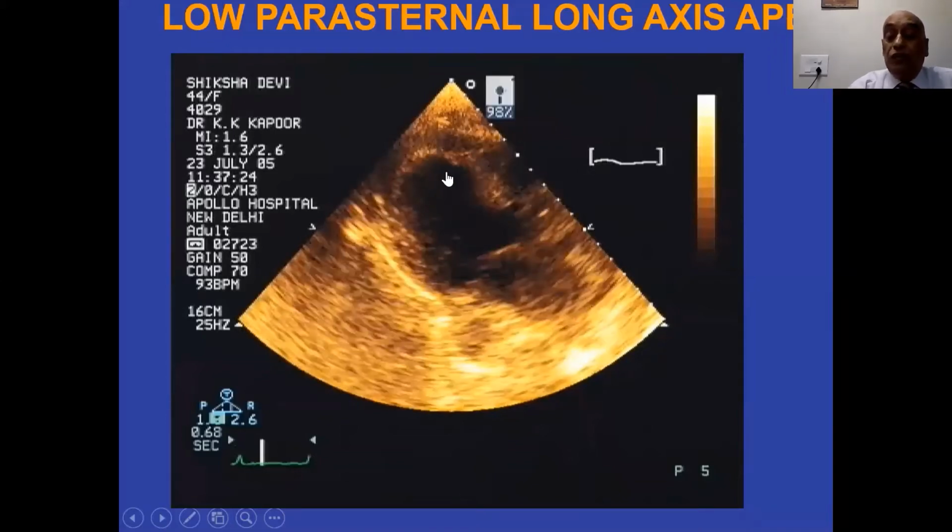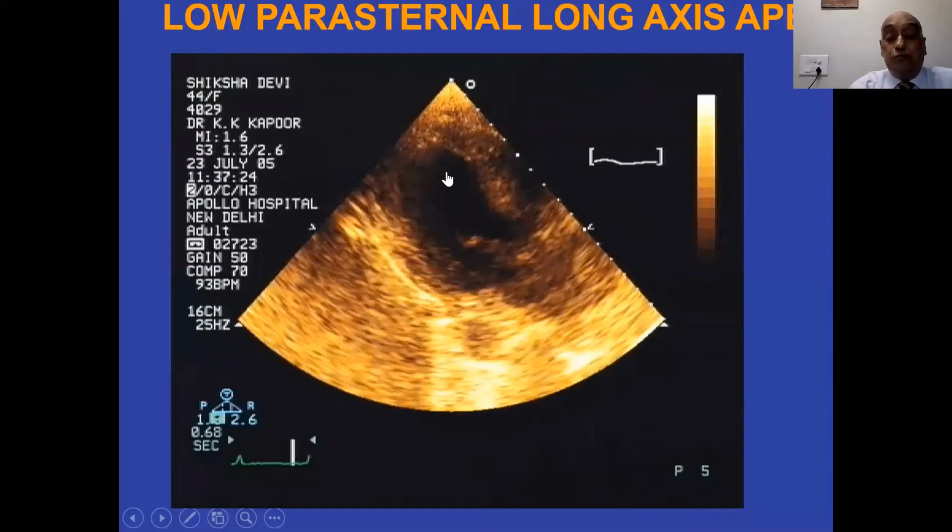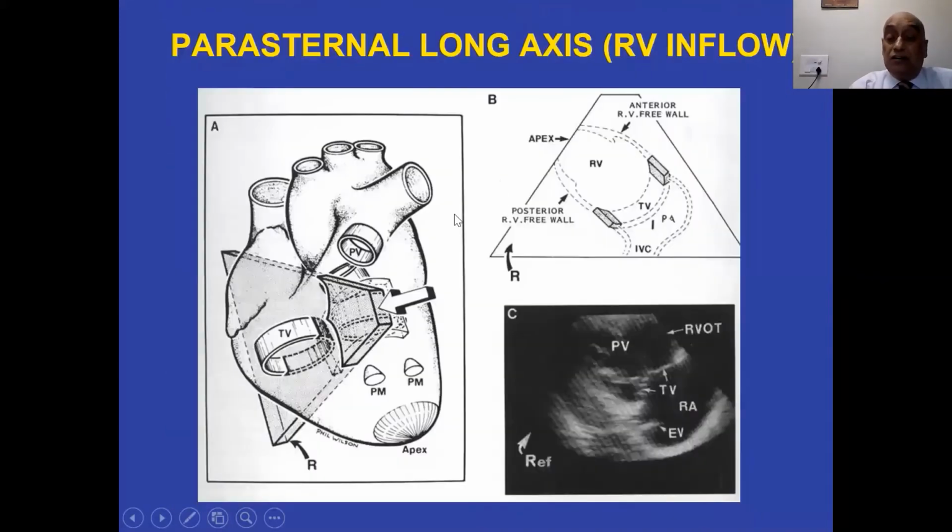Next, we go on to the RV inflow view from the parasternal position. Again, the index mark is at the 10 o'clock position, but you're angling the probe inwards, and you're going to image the right ventricle, the right atrium, and the tricuspid valve. You can see the wedge pointing now toward the right atrium, the right ventricle, and the tricuspid ring. And what you're going to see is the eustachian valve, the entry of the IVC and the coronary sinus, the right atrium, right ventricle, and the tricuspid valve. And this is an example here.